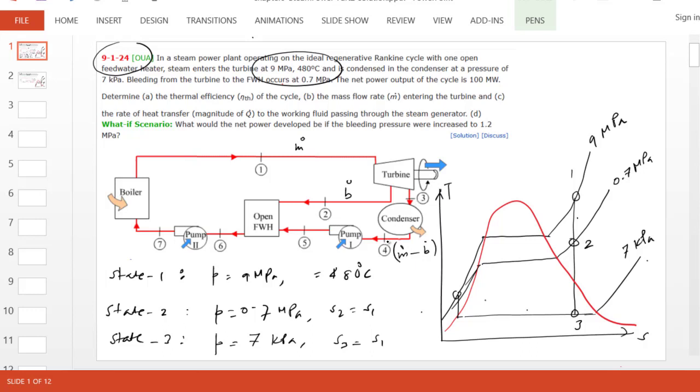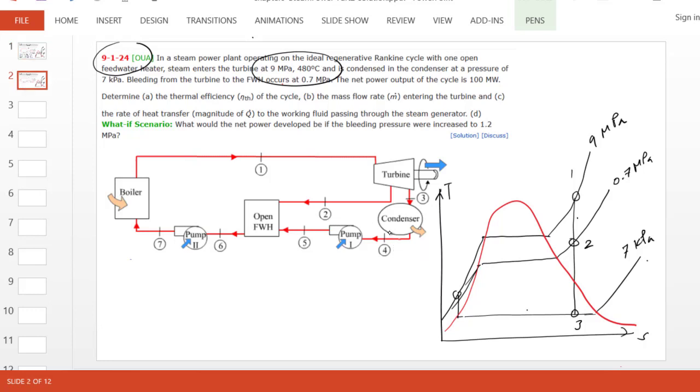From 3 to 4, we have the condenser where heat is rejected at constant pressure. So state 4, by definition of an ideal cycle, will be saturated. So what can we write about state 4? We know the pressure. P4 is same as P3, which is 7 kPa. And x equals 0 specify saturated liquid state.